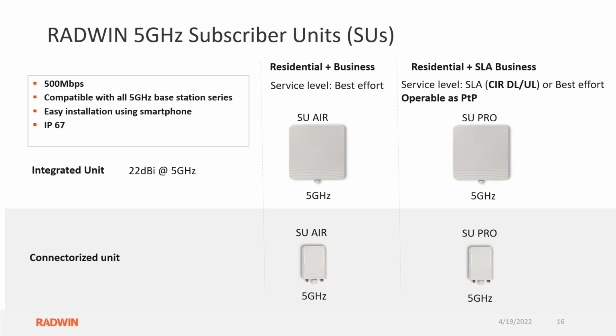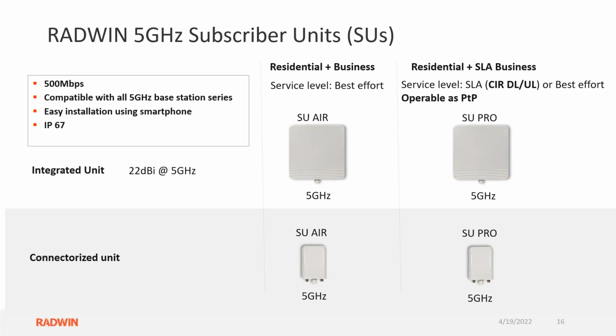The two main subscriber units we see are what we call the SU Air and the SU Pro. The SU Pro is what would be matched with the Jet, because these are the ones that are going to support CIR or best effort. They can do best effort as well, but normally we see those in CIR scenarios. And then you have both an integrated as well as a connectorized unit.